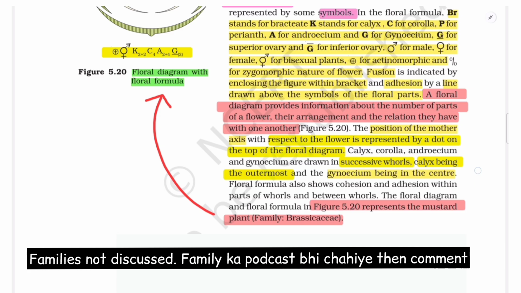The floral diagram and floral formula in figure 5.20 represent the mustard plant, the family Brassicaceae.